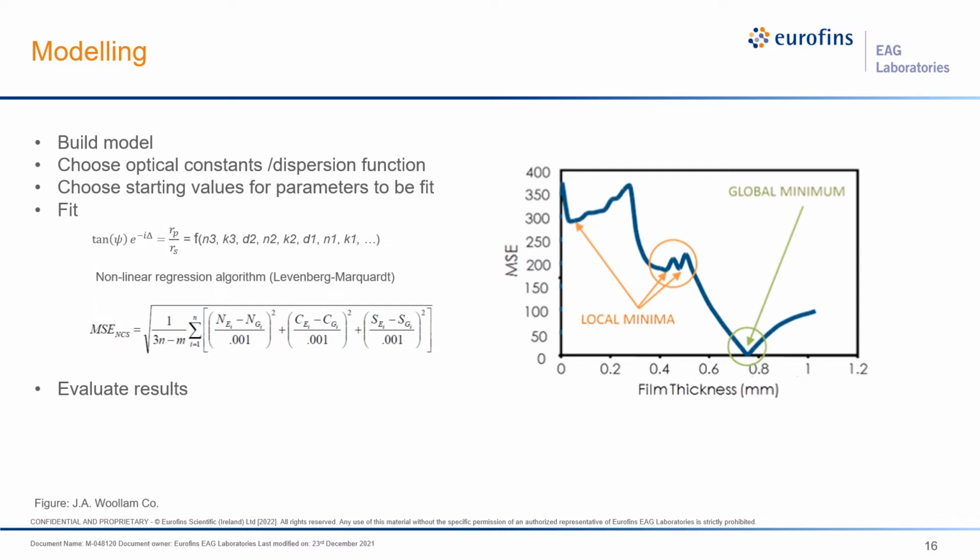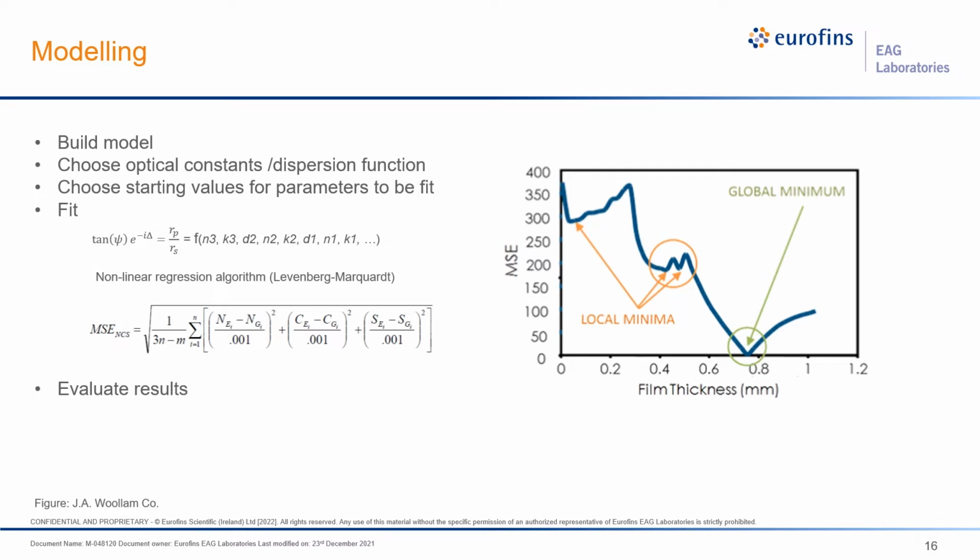Subsequently, the fit is executed using a non-linear Levenberg-Marquardt algorithm, as shown in the slide. The quality metric for the fit is the so-called MSE, or mean squared error of differences between measured and calculated values. For a good fit, the MSE needs to be minimized. After obtaining the results, they have to be evaluated. One of the problems of nonlinear fitting algorithms is that the iterative fit can end up in a local minimum, as shown here, where we want to end up in the global minimum, as shown there.